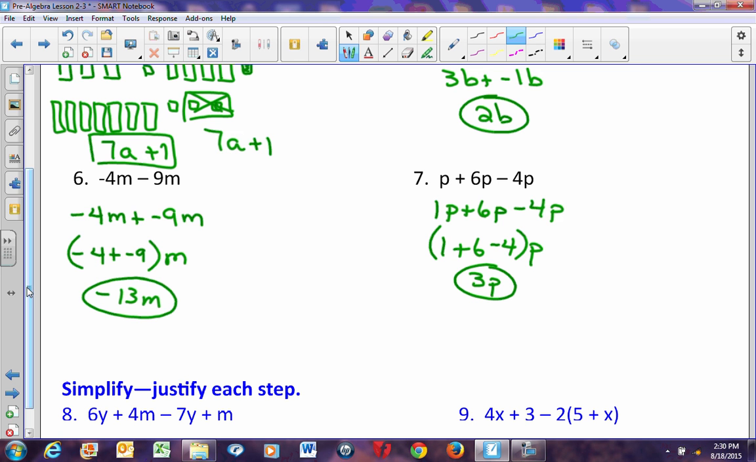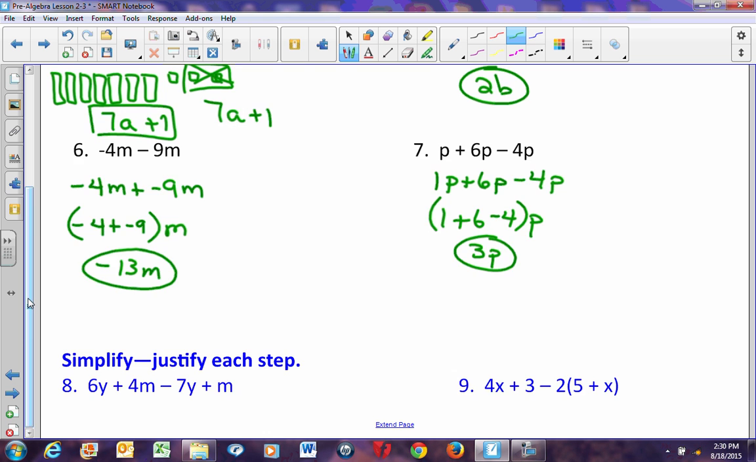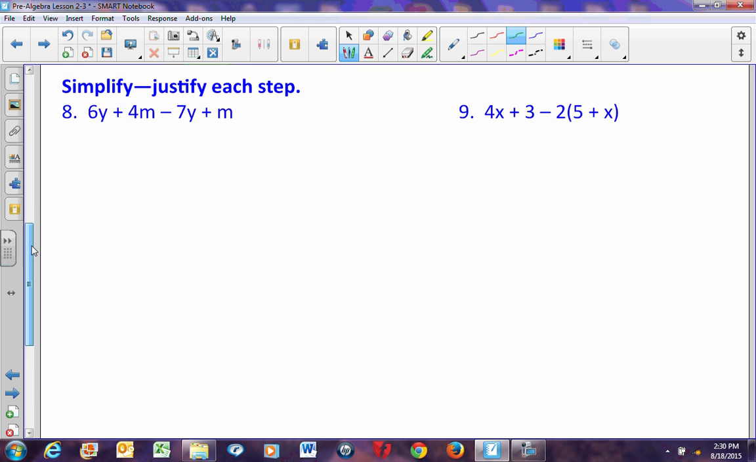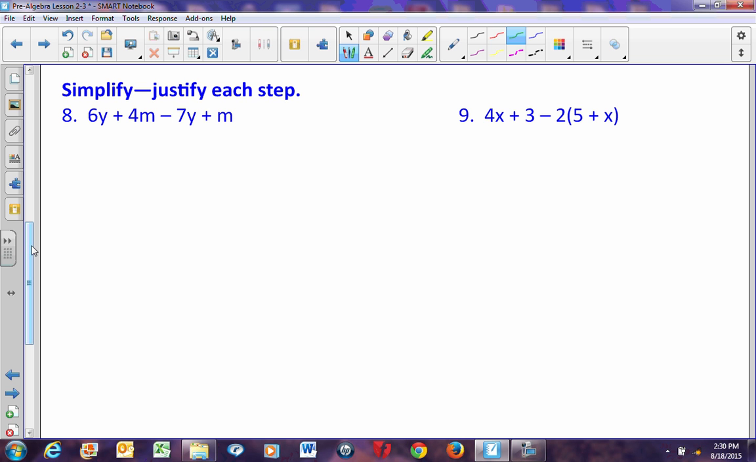Okay. Now we're going to simplify. We're going to justify. We're going to say what allows us to do what we did. Okay, that's what justifying each step is. So I have 6y plus 4m minus 7y plus m. So the first thing I'm going to do is I'm going to do 6 minus 7 times y plus 4 plus 1 times m.